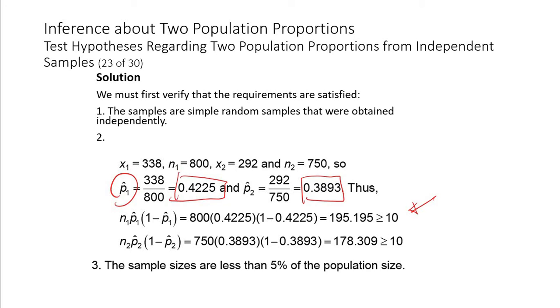That is, we're going to use the first formula, n1 times p1 hat times 1 minus p1 hat, which is equal to 195, definitely greater than 10. So this is met, and we're going to repeat for the second sample as well. The sample sizes are less than 5% of the population size.